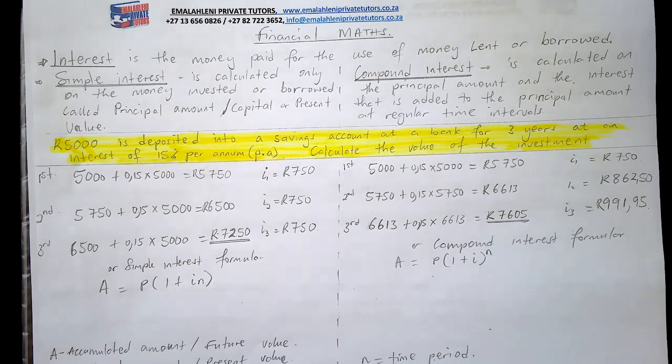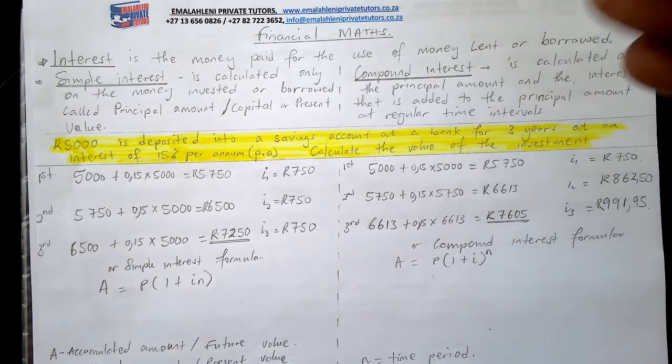Today we are looking at financial maths, grade 10 financial maths, and we need to understand what interest is. Interest is the money paid for the use of money lent or borrowed. If you borrow money from the bank, when you return the money, you'll be charged for that. For every amount you borrow, you'll be charged interest, which means that when you return the money, it will be an increased amount.